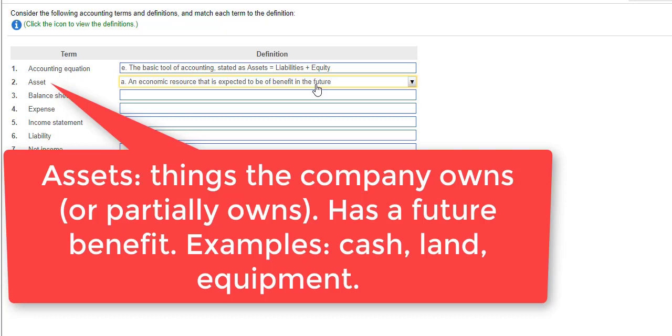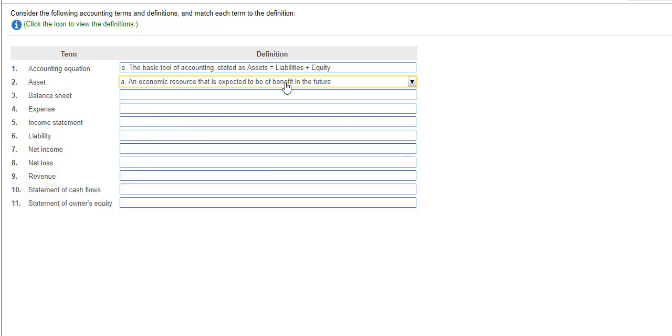Now, an example of something that students sometimes think is an asset but is not is, let's say you get an electricity bill, and let's say you pay the electricity bill. How would we record that payment for the electricity bill? Well, does that give the company a benefit in the future? No, that gave the company a benefit in the past. So the electricity bill is not an asset. We'll find out later that that would be considered an expense.